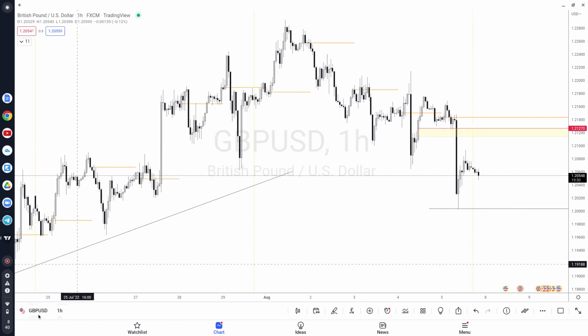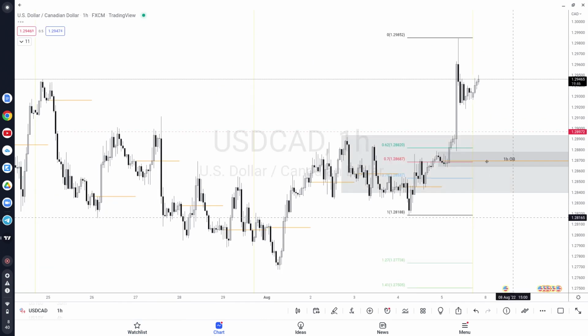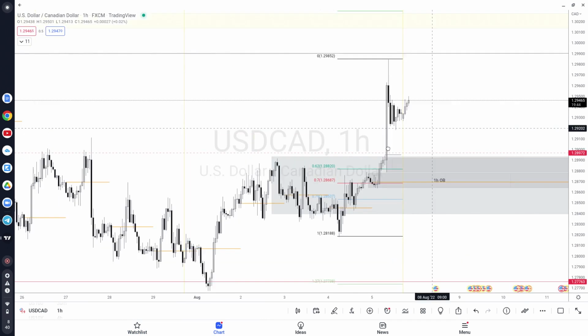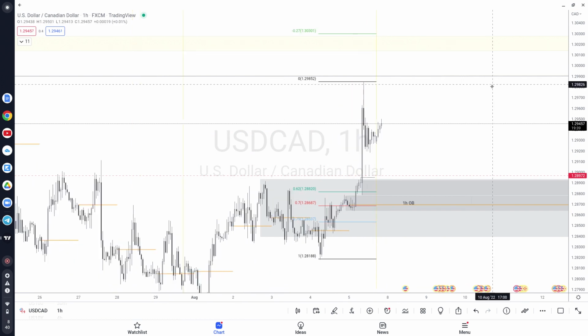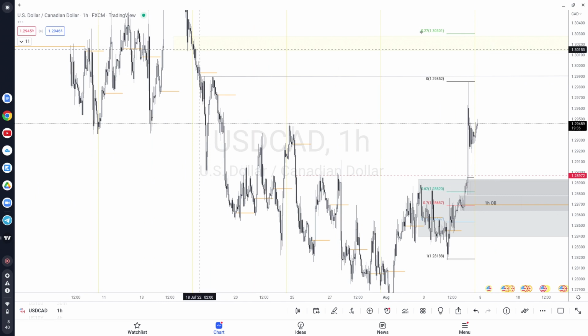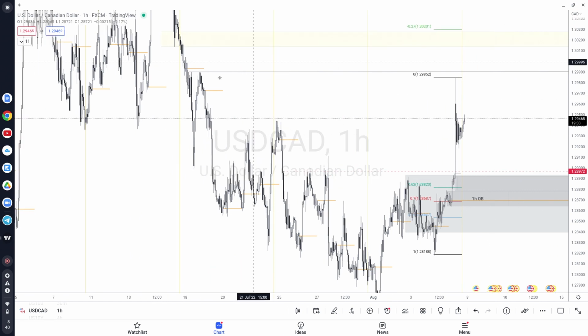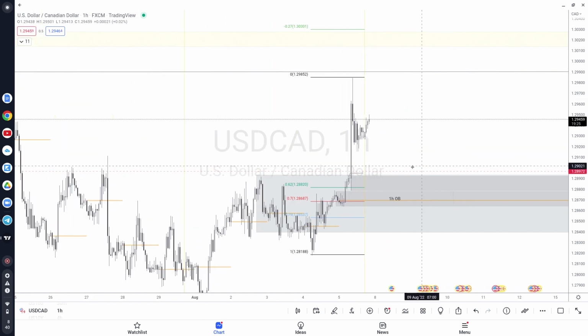And I will be looking at the CAD this week. So CAD has pretty much the same outline as DXY, right? Fair value gap in here, equal highs here. You know, this red line here is an old fair value gap. So I want to see if price will give me some type of sensitivity from here.